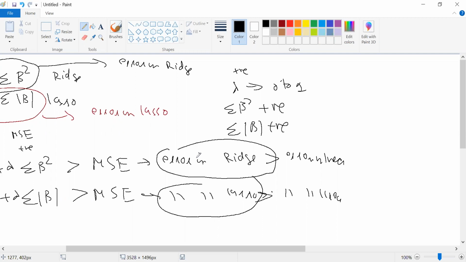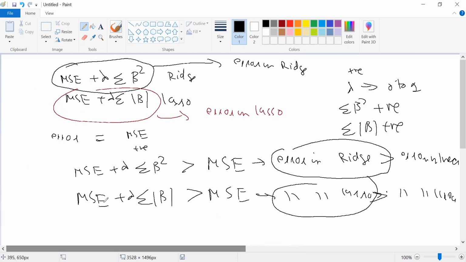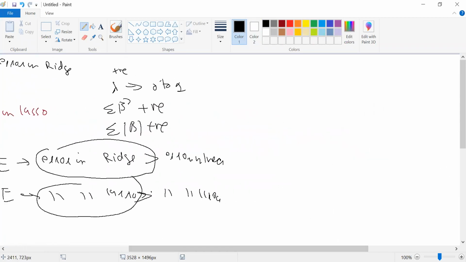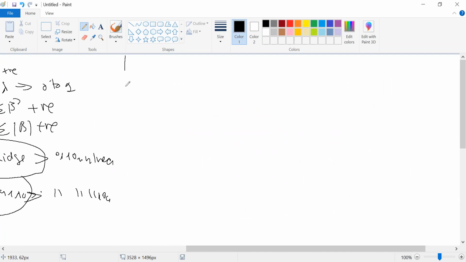Now, did you guys notice one thing? In Ridge and Lasso, I have purposefully, जानबूझ के मैंने errors को बढ़ाया है. I have purposefully increased the error. And why did I increase the error? So that the problem of overfitting is vanished, or overfitting is getting reduced. So write down this line also. In Ridge and Lasso, we are purposefully increasing the error.